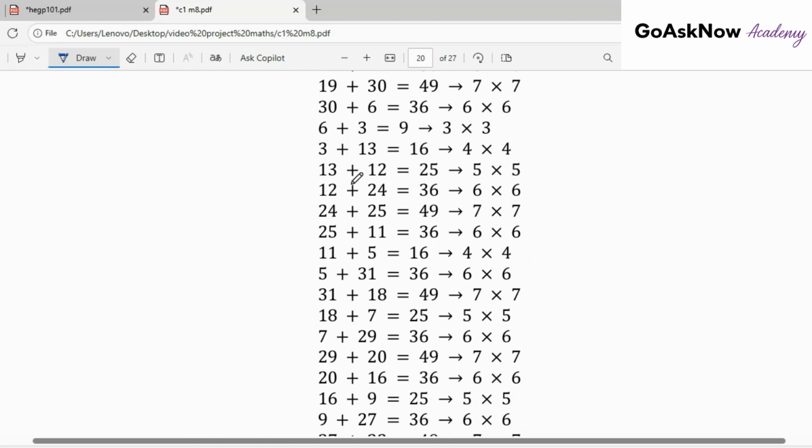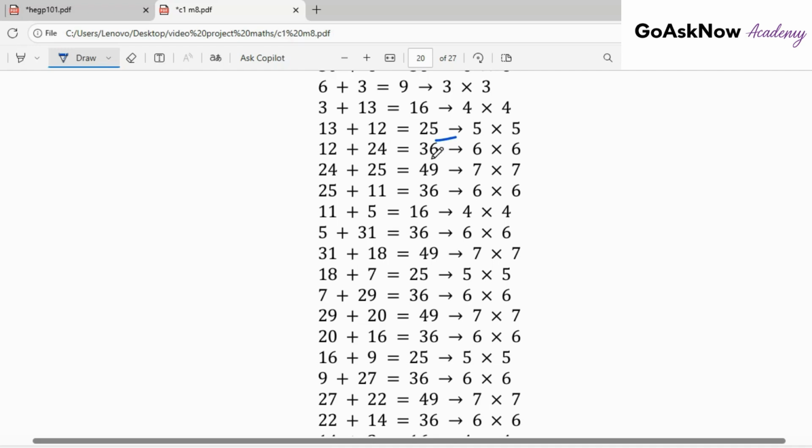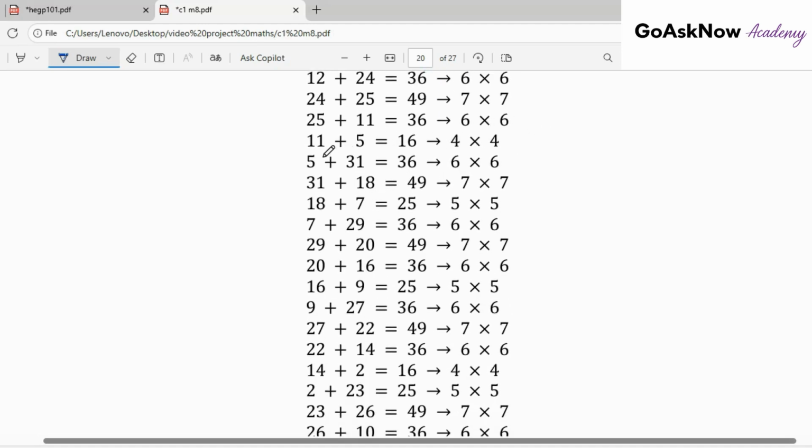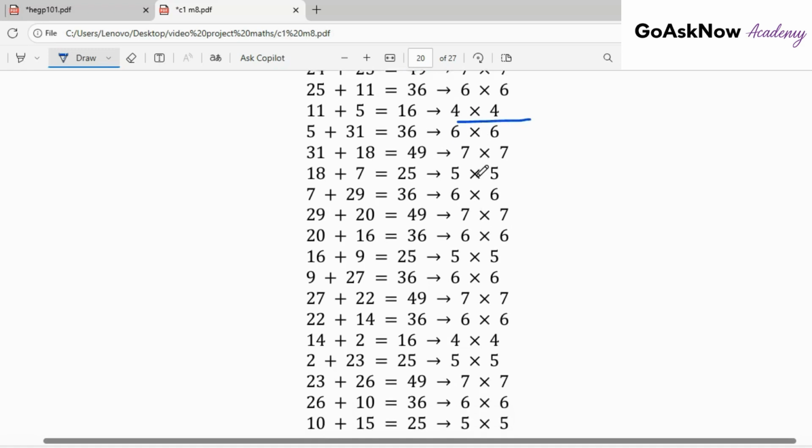13 plus 12 is equal to 25, which is 5 squared. 12 plus 24 is equal to 36, which is 6 squared. 24 plus 25 is equal to 49, 7 squared. And 25 plus 11 is equal to 36, which is 6 squared. 11 plus 5 is equal to 16, 4 squared, and 5 plus 31 is equal to 36, 6 squared.